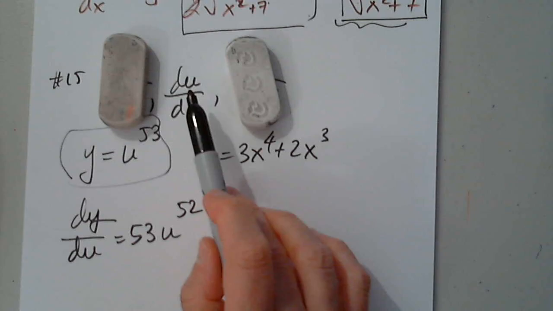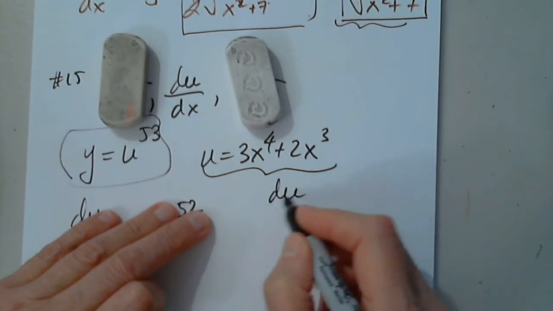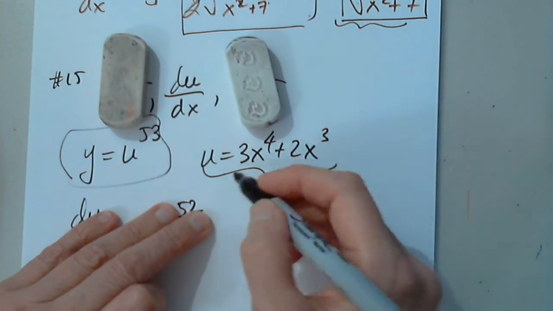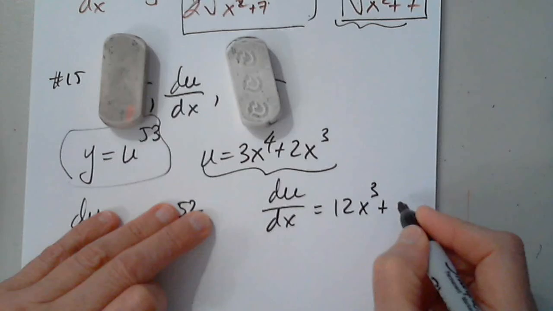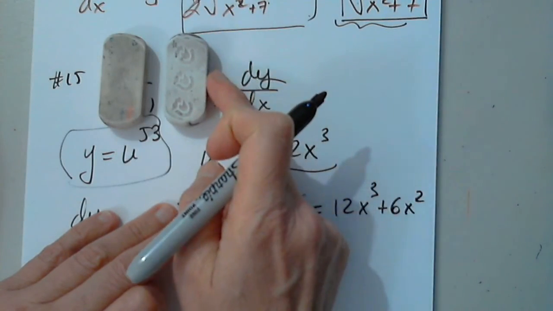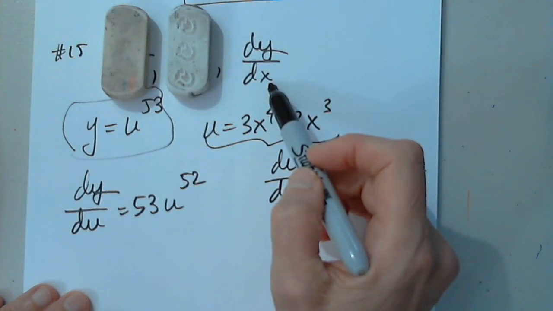Now they want du with respect to x. No problem. u differentiated with respect to x will be 12x to the third plus 6x squared. Done. Let's see what they want now. They want dy with respect to x.